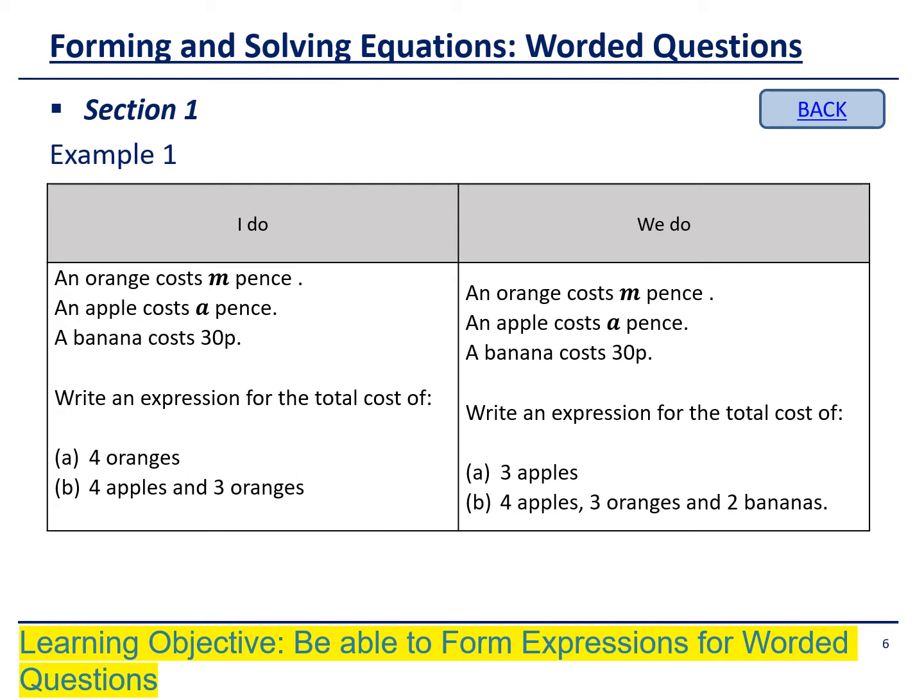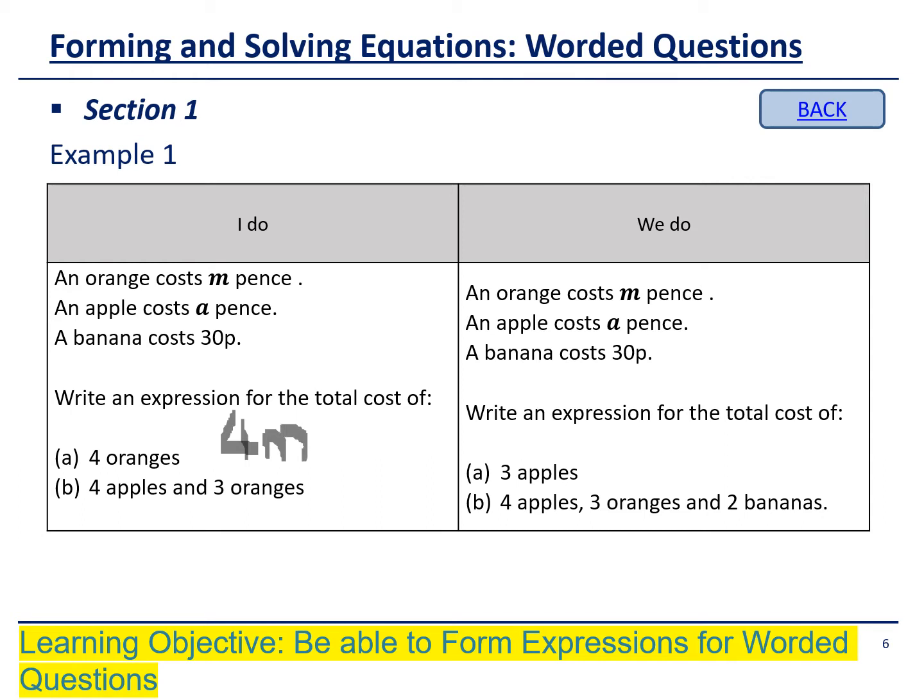Section 1, example 1. Okay, that's I do here. An orange costs m pence, an apple costs a pence. So two variables, unknown. A banana costs 30p. Write an expression for the total of 4 oranges. What we would have here is, well, oranges cost m, so we want 4 of them. So it's going to be 4m.